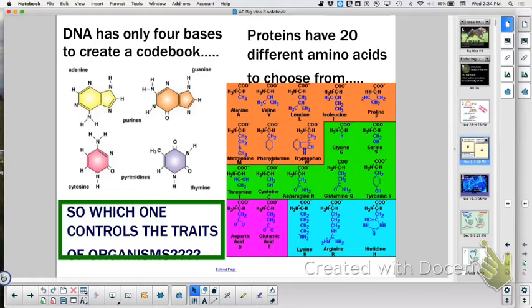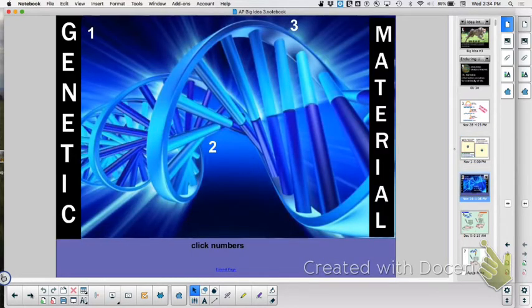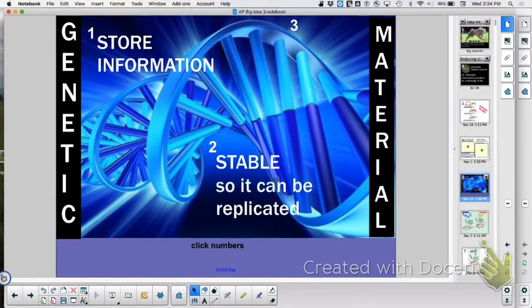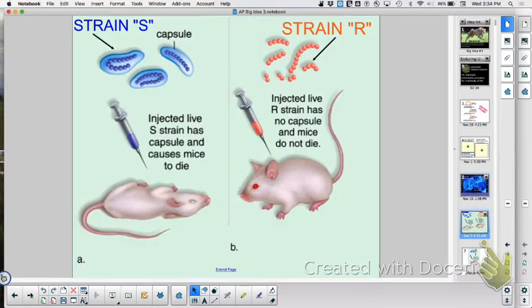Okay. But there were several different experiments that were done. We knew it had to store information, it had to be stable, and one more thing. Starts with an M. Mutation. It had to be able to mutate, right? Why do we need it to mutate? To get variation. Good job. All right. So we looked at different historical experiments where they were looking to see that DNA is in fact our code book.